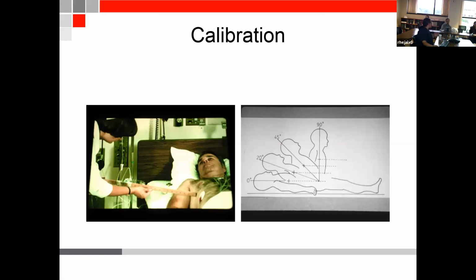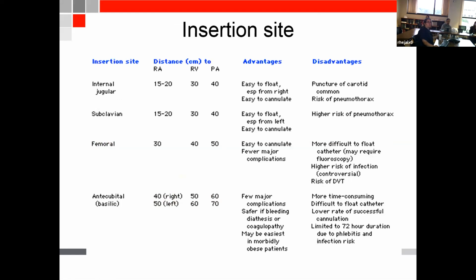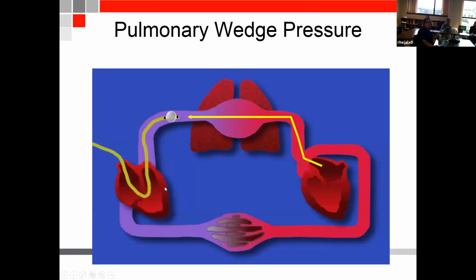Key for these numbers to make any sense is to have a reference to zero. And you have to reference it based on the phlebostatic axis. This is where our biggest problem comes, because they do it one time and later on in the day it changes, and so you get bizarre numbers all over the place. So you have to be very careful when you do it.